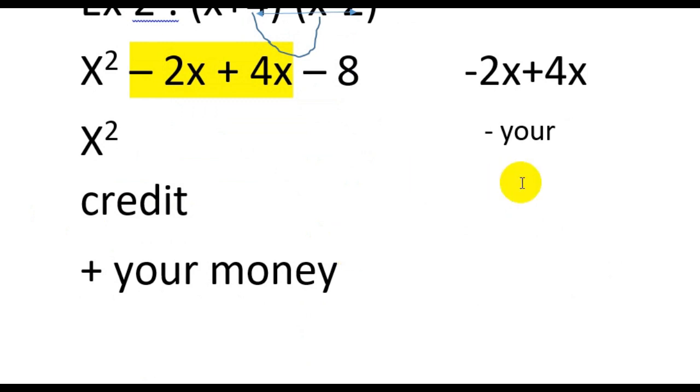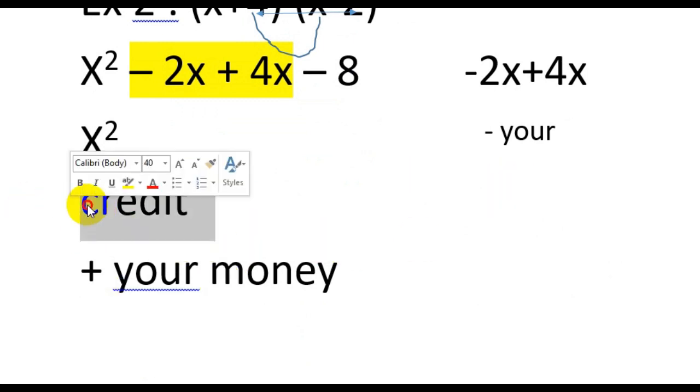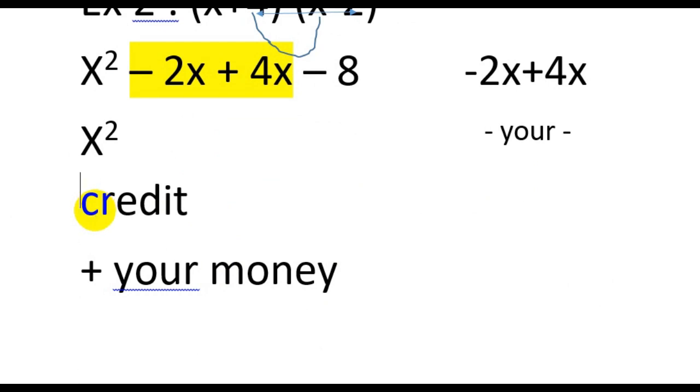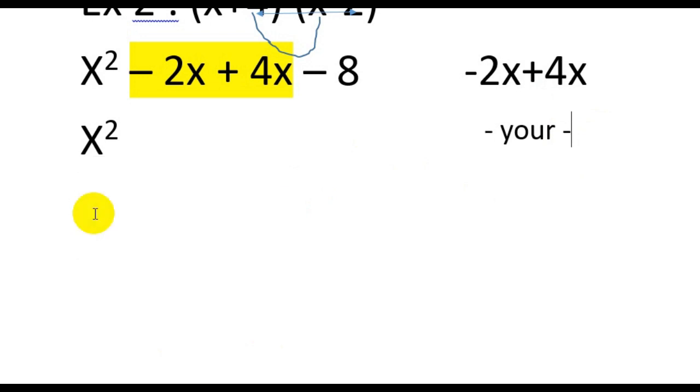Plus refers to your money, whereas minus refers to your credit. So let's go to our question. Minus 2 plus 4. Minus 2 means you are owing someone 2 rupees and you have 4 rupees in your hand.